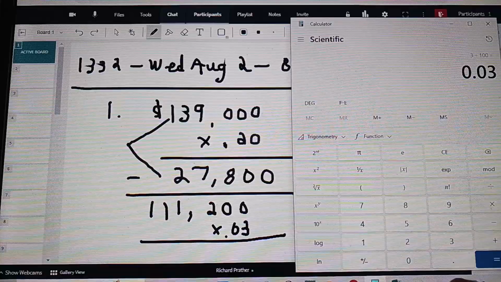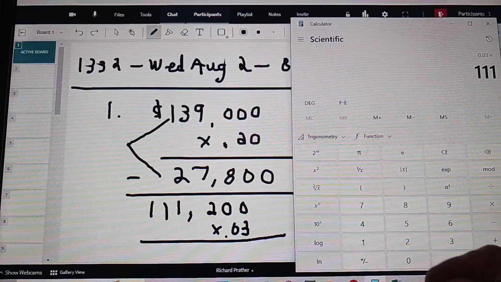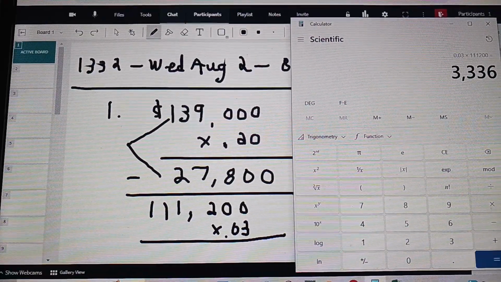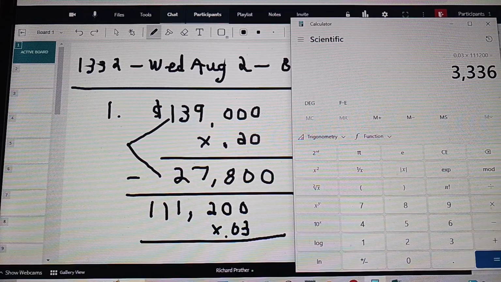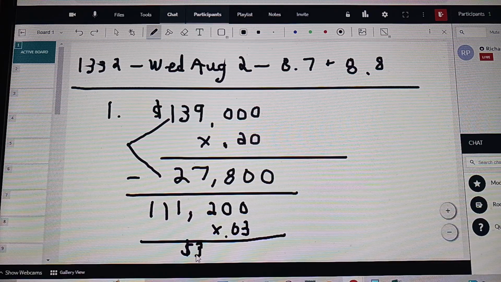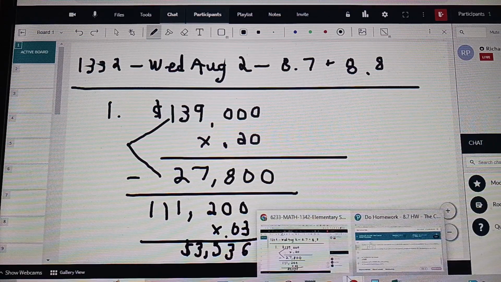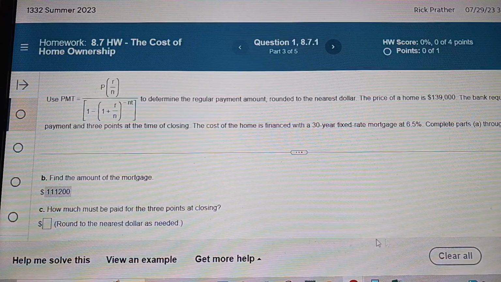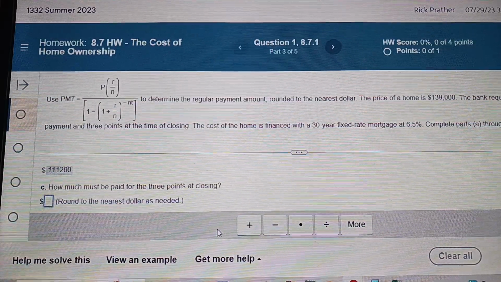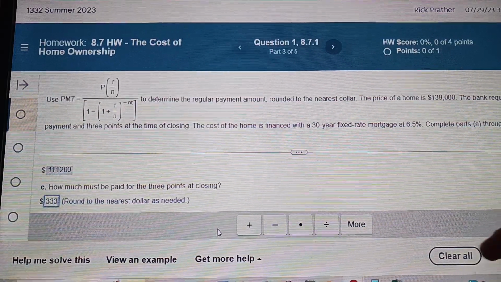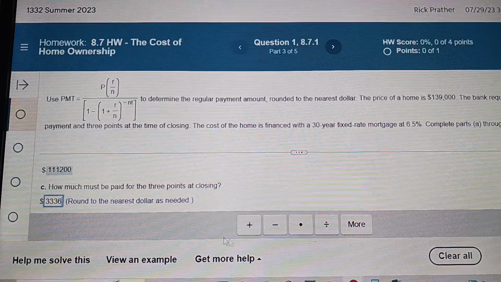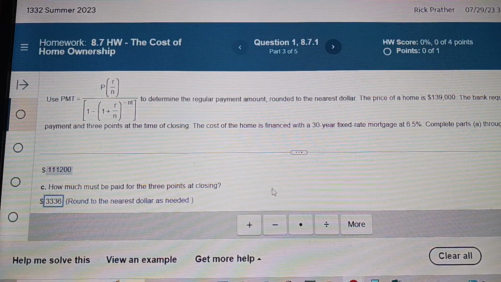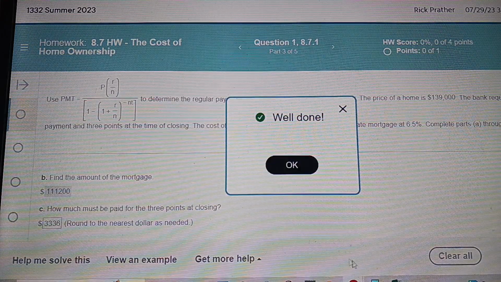So if you multiply 0.03 times 111,200, there's an extra fee of $3,336. This is the bank's profit for doing all this. So this homework problem is assuming that you're a Donald Trump type and you can just whip that out of your back pocket. Supposedly you're just paying this also in addition to that $27,000 amount.